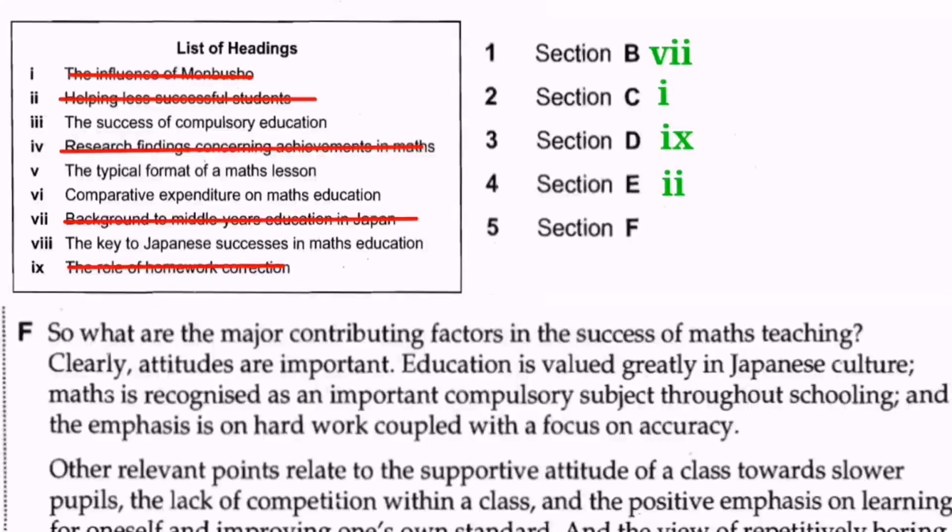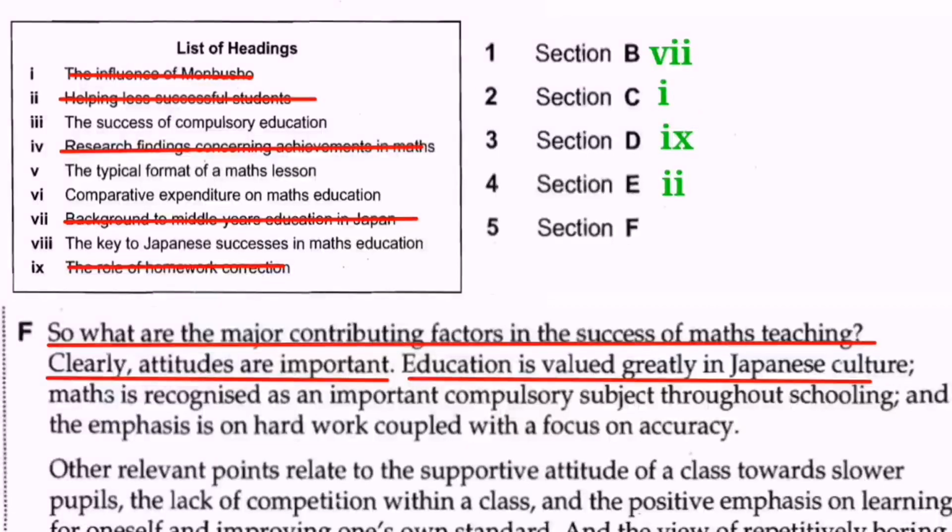Let's read section F. So what are the major contributing factors in the success of maths teaching? It means that the writer of the passage is asking a question that which factors play an important role in maths teaching. Clearly, attitudes are important. It means that it is very clear that attitudes are very important or attitude plays an important role in maths teaching.